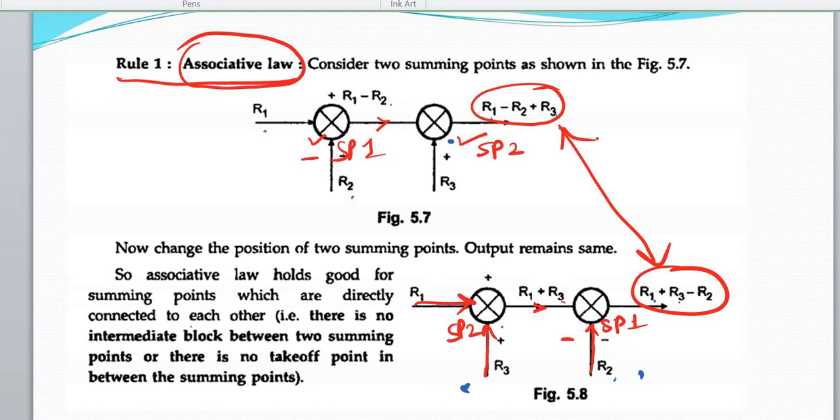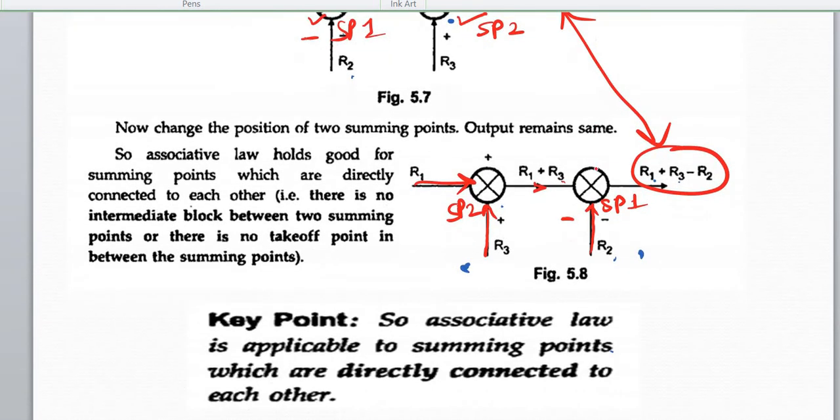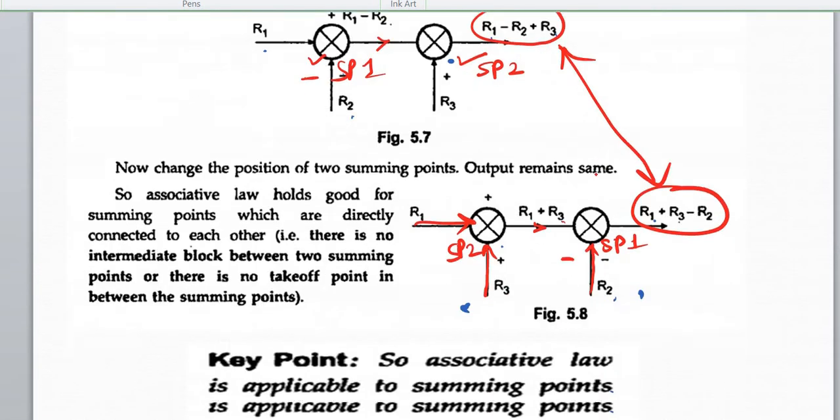So as per the associative law, while solving block diagram problems, if you interchange the position of summing points such that the summing points don't have any block or takeoff point in between, then that is not going to affect the output or the feedback of the control system. The logic or orientation of the block diagram is not disturbed. Okay, that is rule number 1.